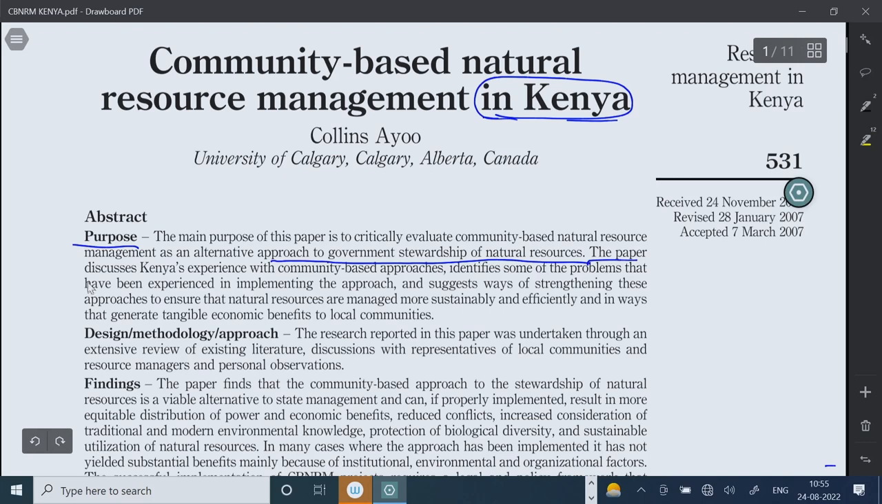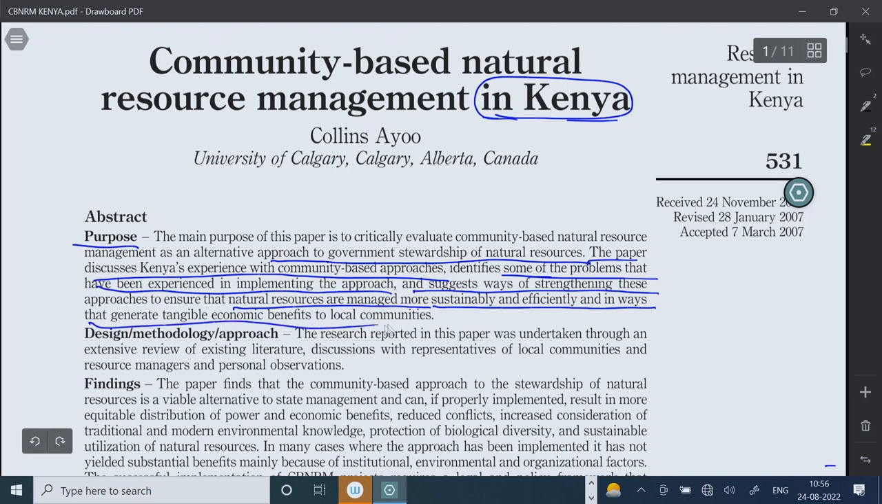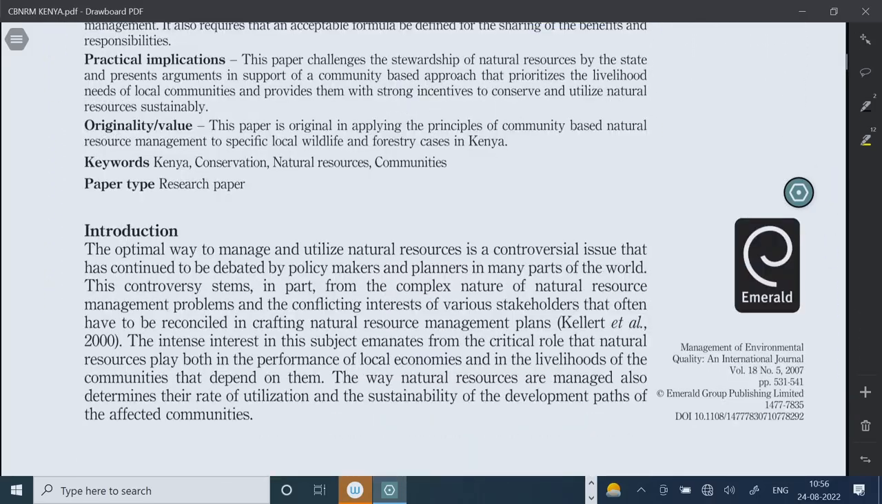Now, this particular paper discusses Kenya's experience with community based approaches. It also tries to identify some of the problems that they have experienced while implementing this approach. And the paper suggests ways for strengthening these approaches to ensure that natural resources are managed more sustainably and efficiently, and in ways that generate tangible economic benefit to the local community. So, this is the background of this paper, and that's the reason I have thought of discussing it with you.